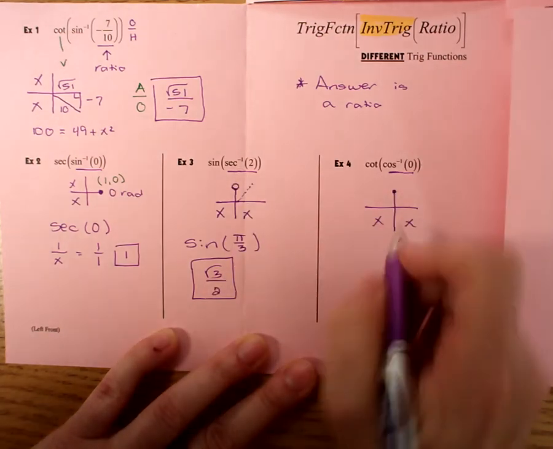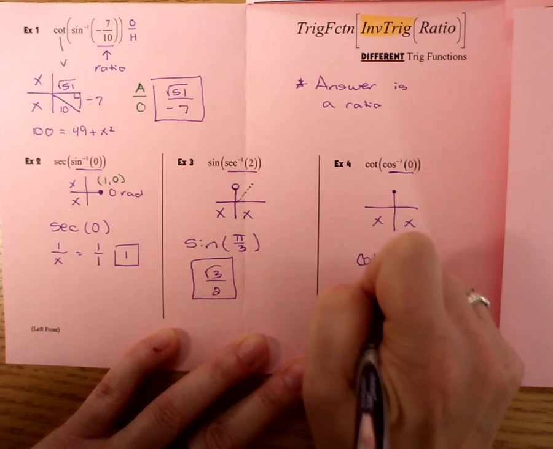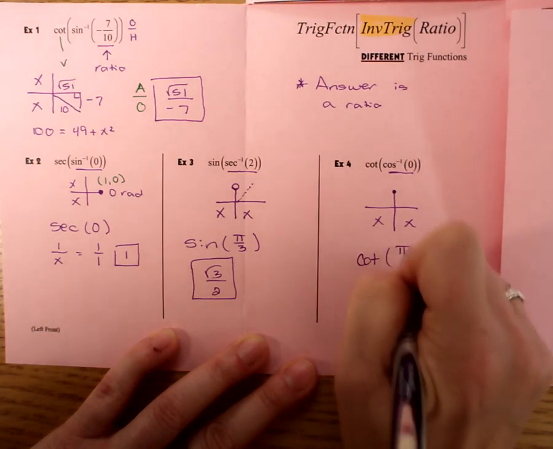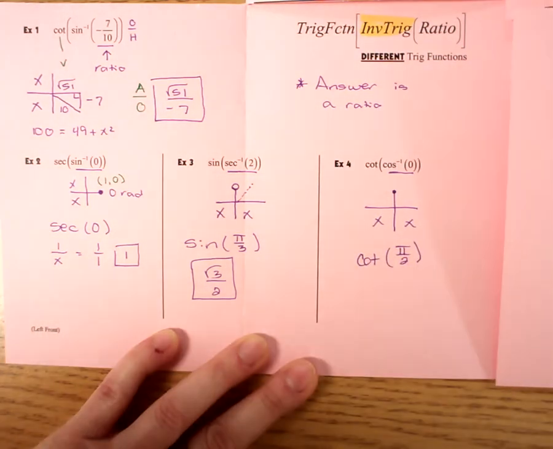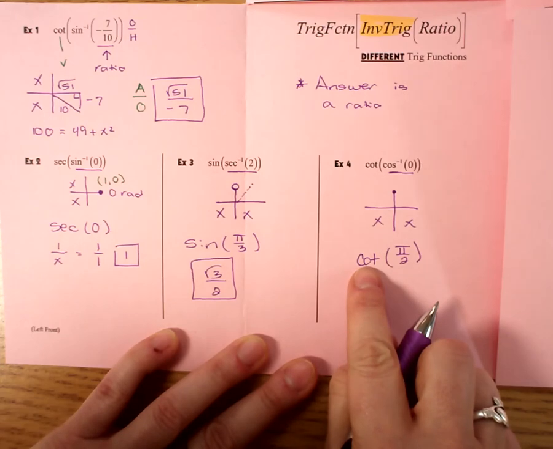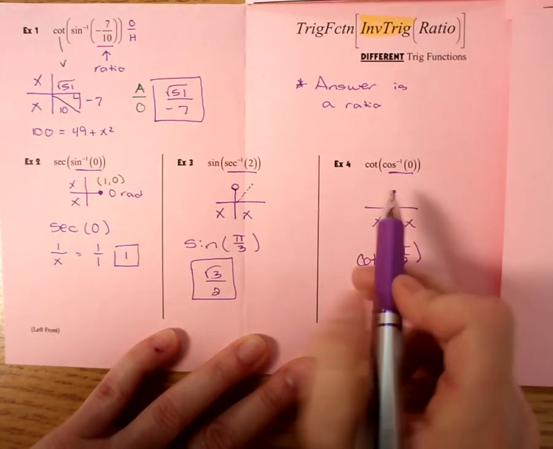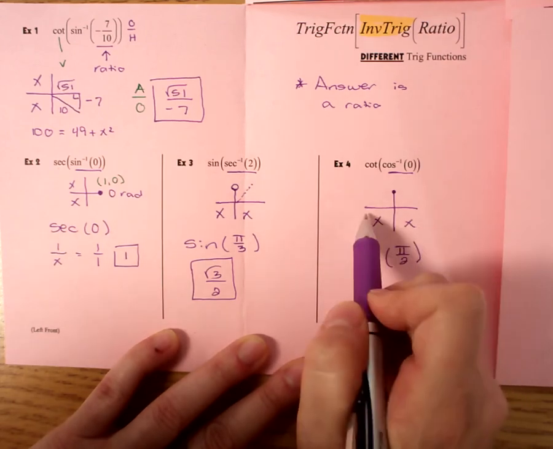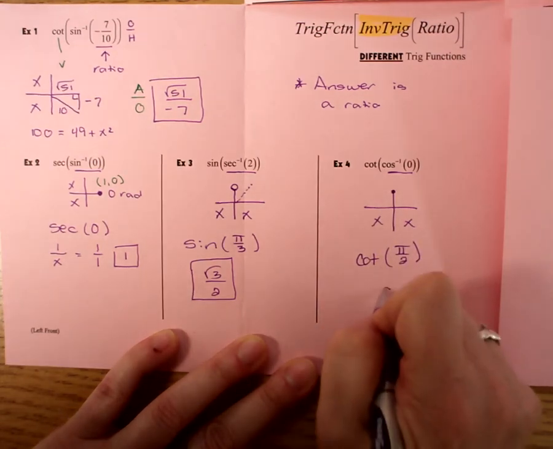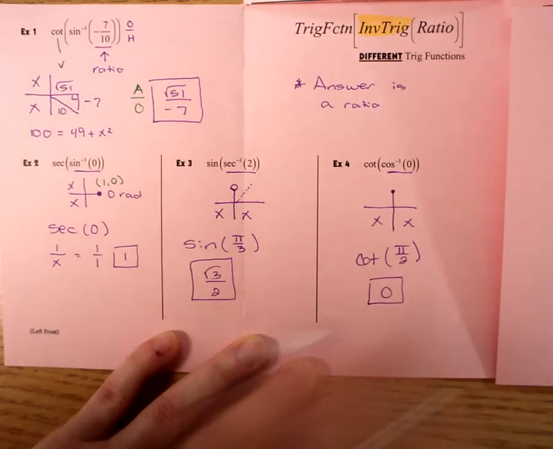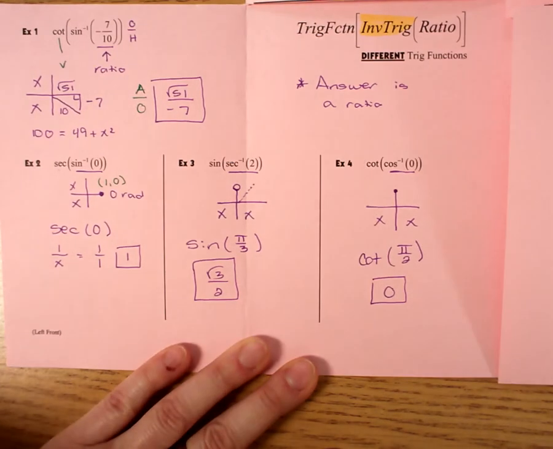So my x-coordinate is going to be there at pi over 2, so I'm going to do cotangent of pi over 2. I know that cotangent I can think of as slope, so instead of thinking the slope of the y-axis, I'm going to do slope of the x-axis, so my answer will be 0. And that's all we have for inverses.